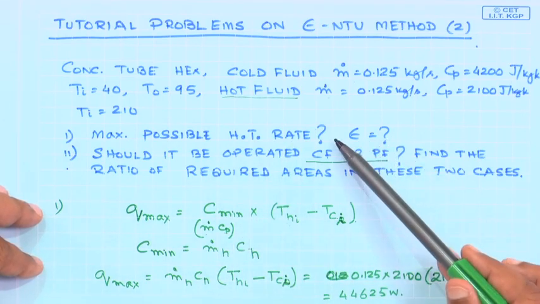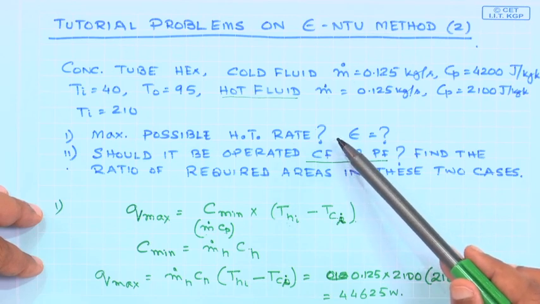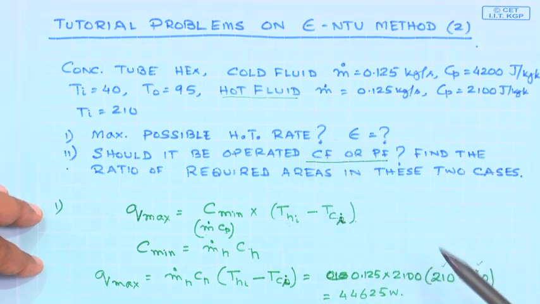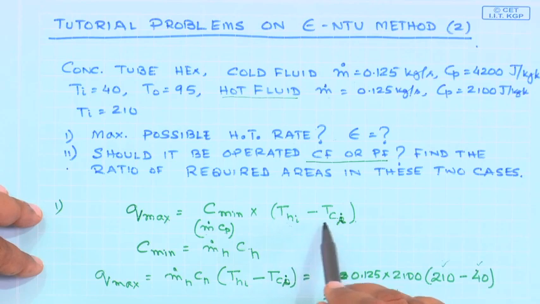And of course, this is an idealized situation. In order for this temperature difference of the hot fluid to be achieved in any heat exchanger, you have to provide infinite length of the heat exchanger pipes. As we have discussed, the maximum possible heat transfer will take place when the maximum temperature difference existing in the system is achieved.